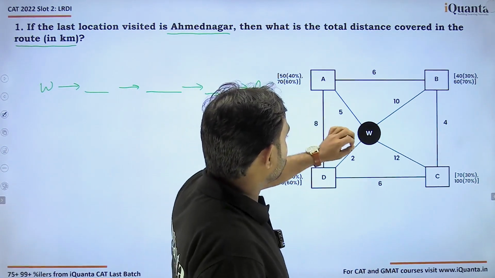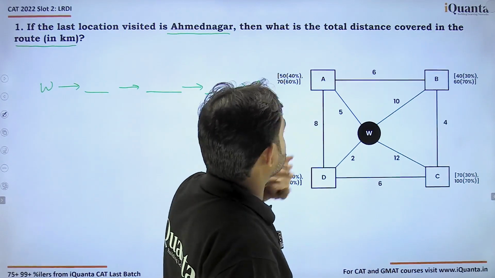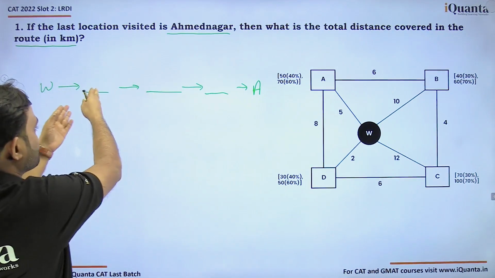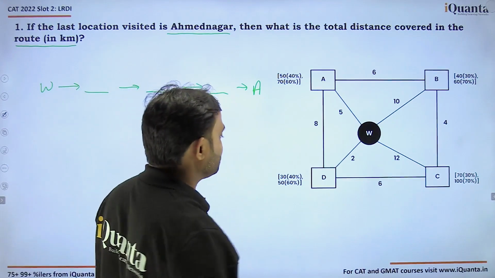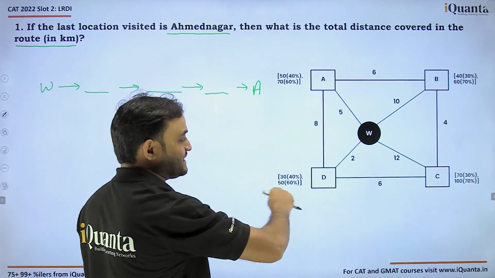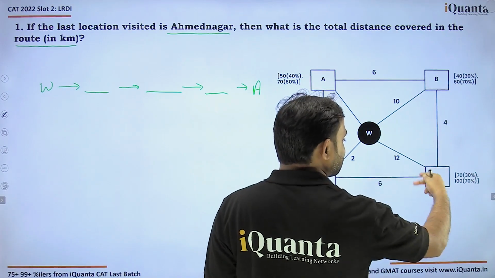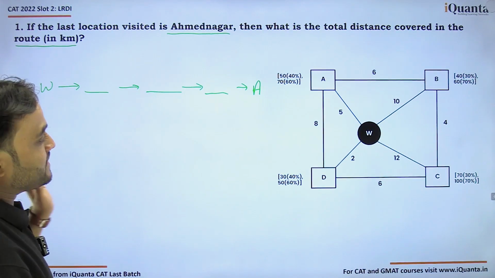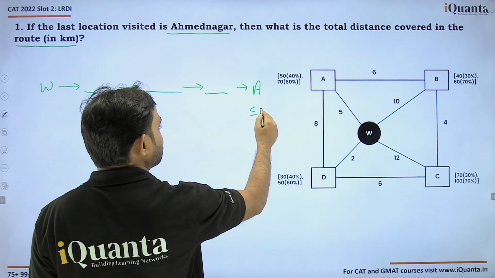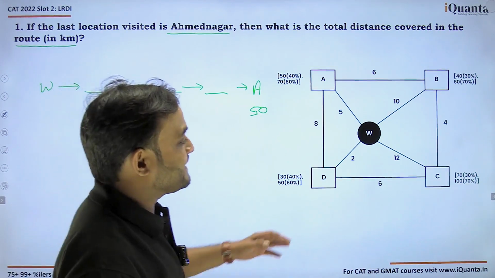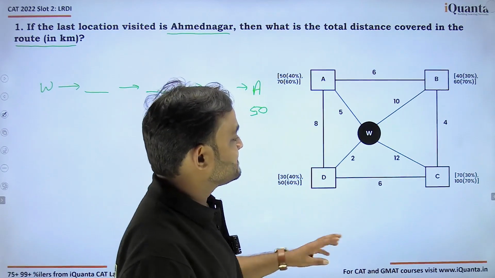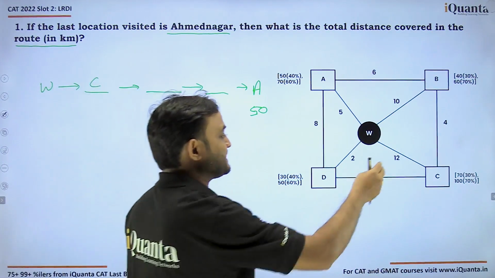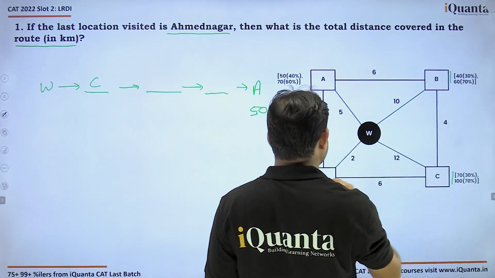Now what can we say about Ahmednagar? If Ahmednagar is at the last location, it cannot be 70. If it's 70, then all the other demands must be greater than 70, while we don't see demands greater than 70 at D or at B. The only demand which is greater than 70 is C. So in that case, the demand at A must be exactly 50 units, right? And at C, the demand could be 70 or 100, right? So the first location must be C, because both of these values are greater than these two values and these two values.